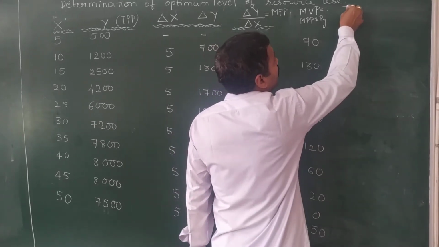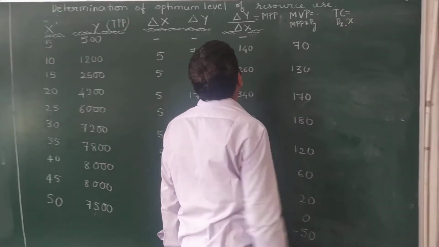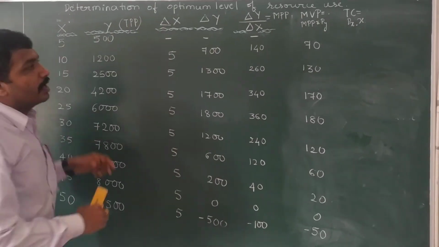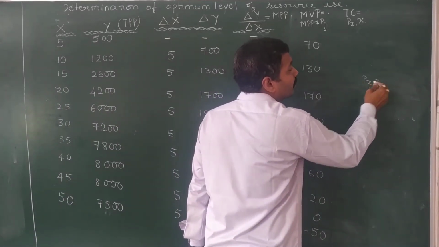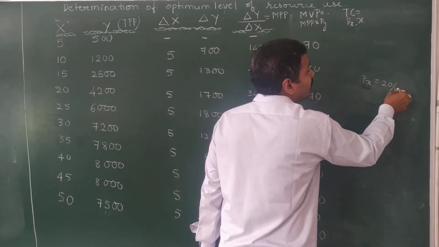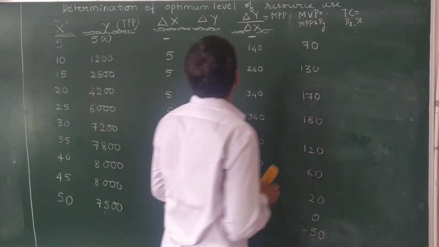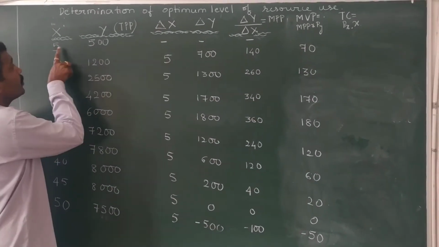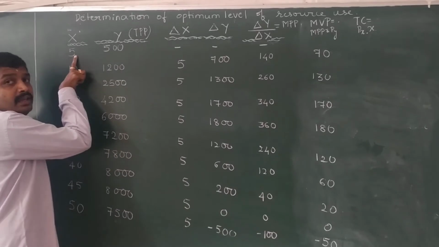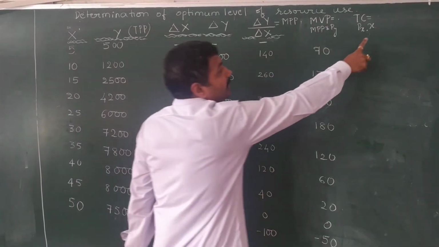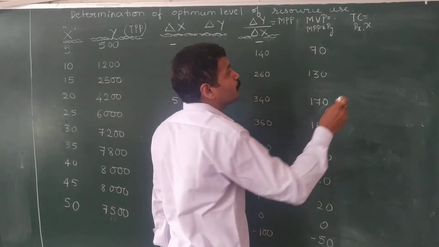So now total cost is equal to Px into x. Now you need one more piece of information, that is the price of this input. The price of input, let us assume it as ₹20 per unit in the present example. So how to get total cost for the first level of input use? The quantity of input use is 5. So 5 is the x, Px is 20, you know that. So 5 into 20 is 100.